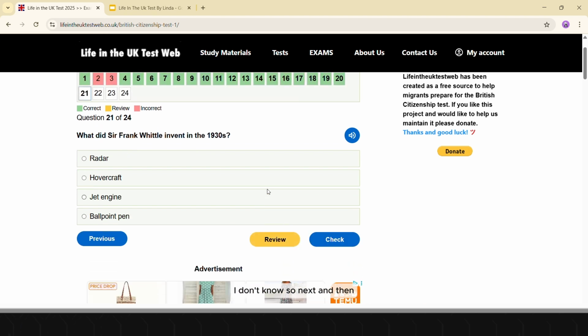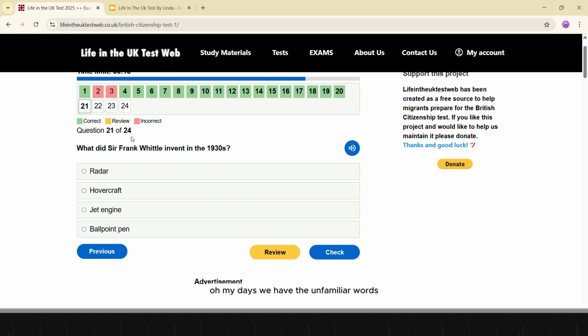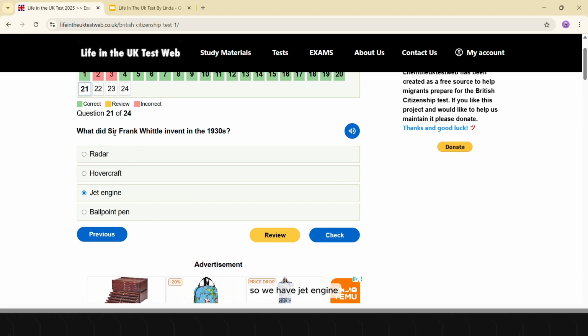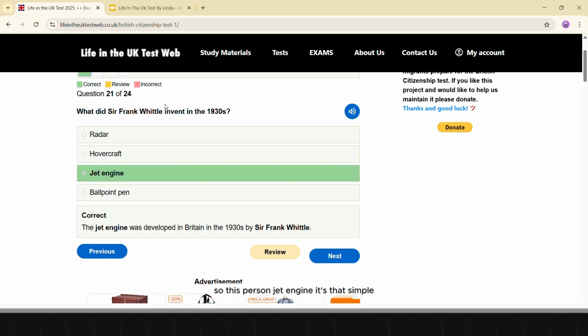So next, and then, oh my days, we have the unfamiliar words, the names, and then the age that we do not really care about. So the way to know this, I think I just picked ET. So for ET here, and that is jet engine. So we have jet engine, whatever. So check. So this person, jet engine, is that simple. And then you read the comments. They may ask you about this year. The way you get to know this year is 1 2 3, 1 2 3, and then that is 1930s.